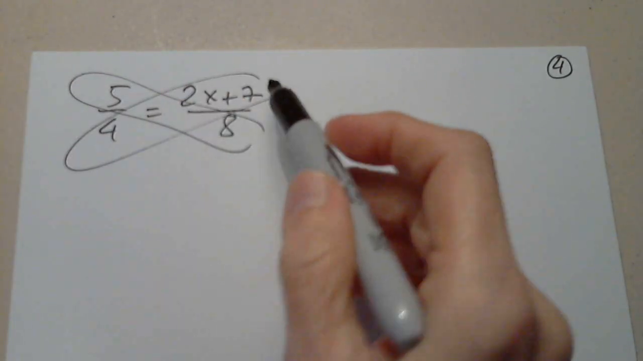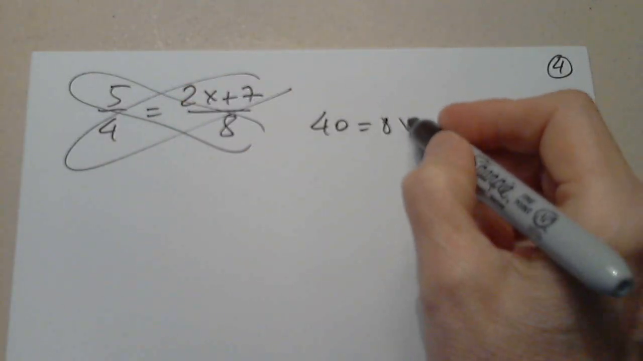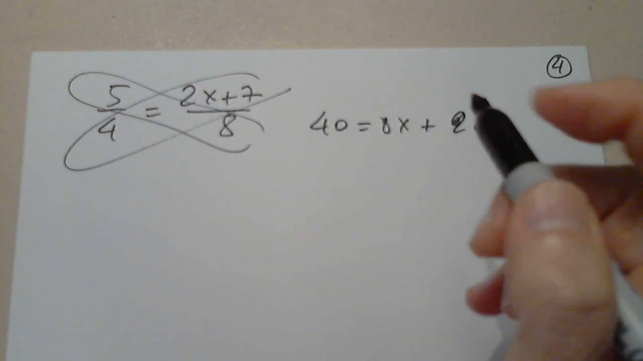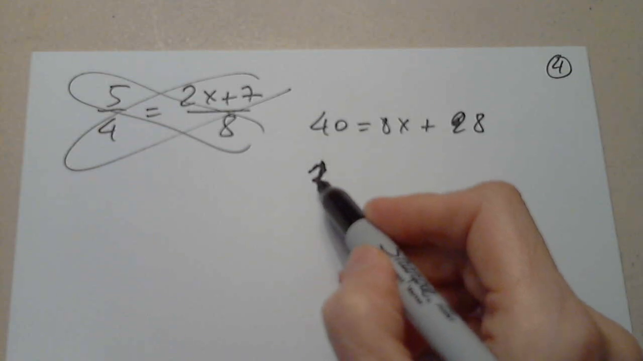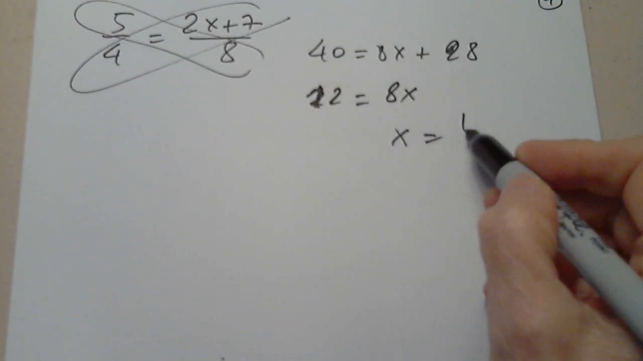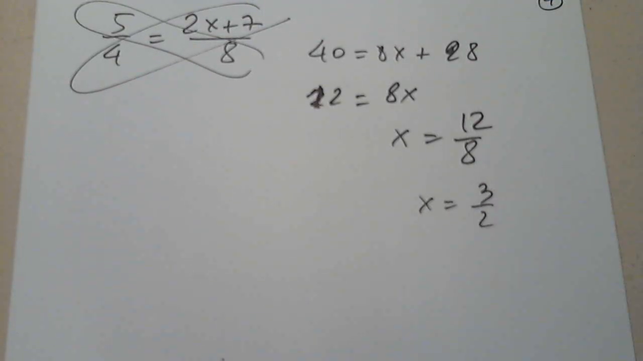I will cross multiply. 40 equals 8x plus 28. Subtract, I get, what do I get? Is it 12 equals 8x? So then x equals 12 divided by 8. I simplify by 4, and I have 3/2. Is it? I don't know. Will I miss points? No.